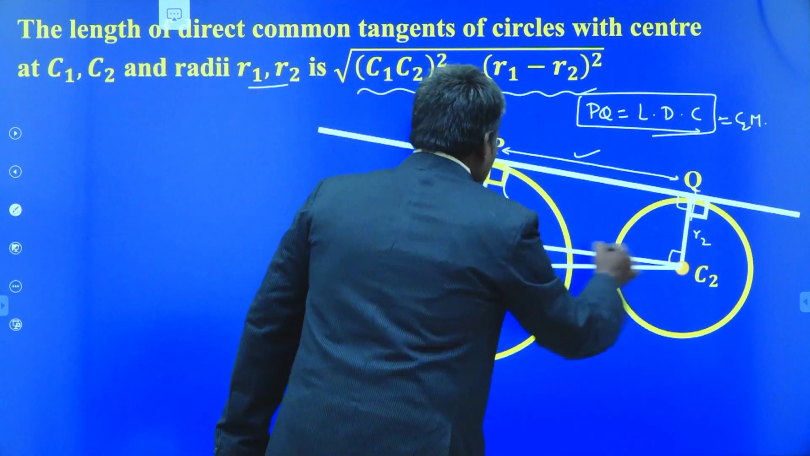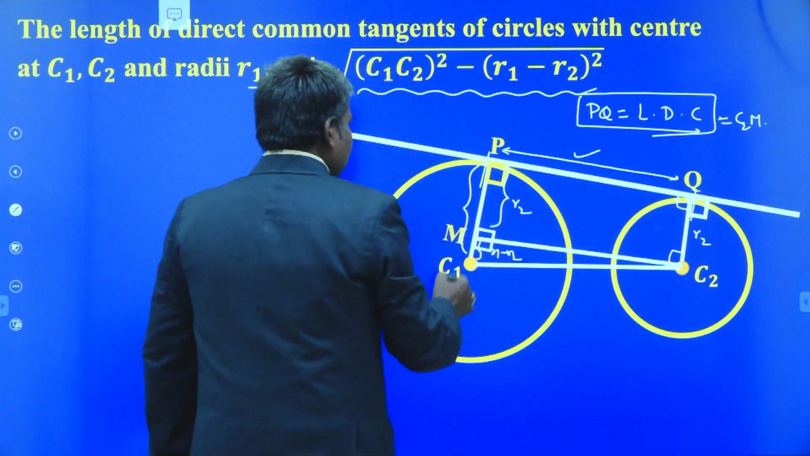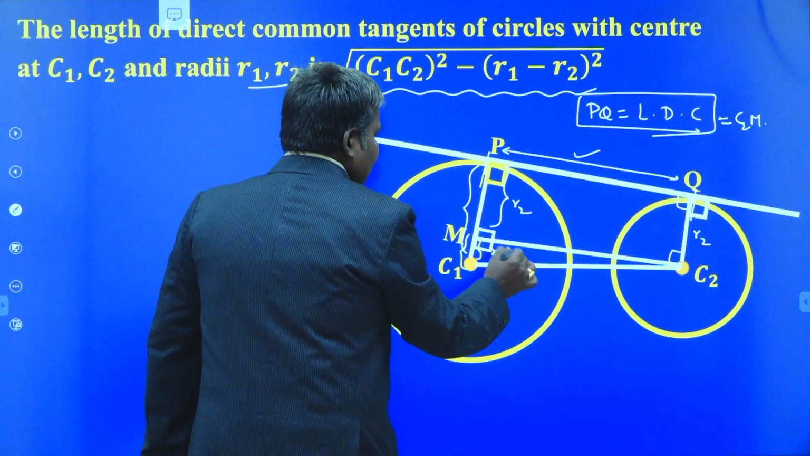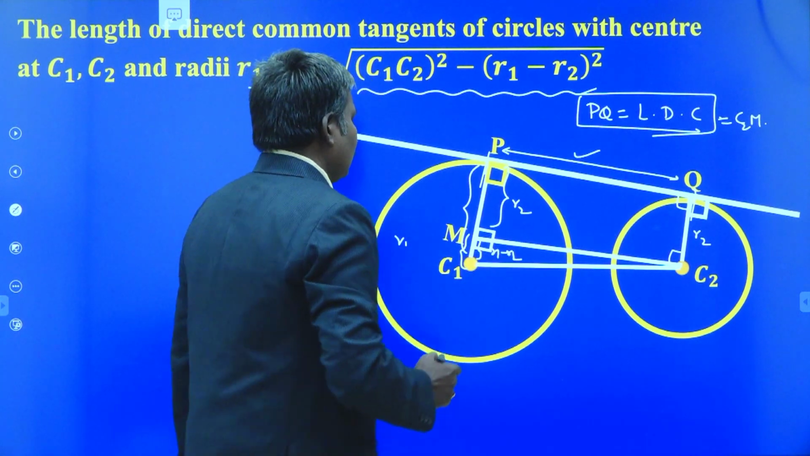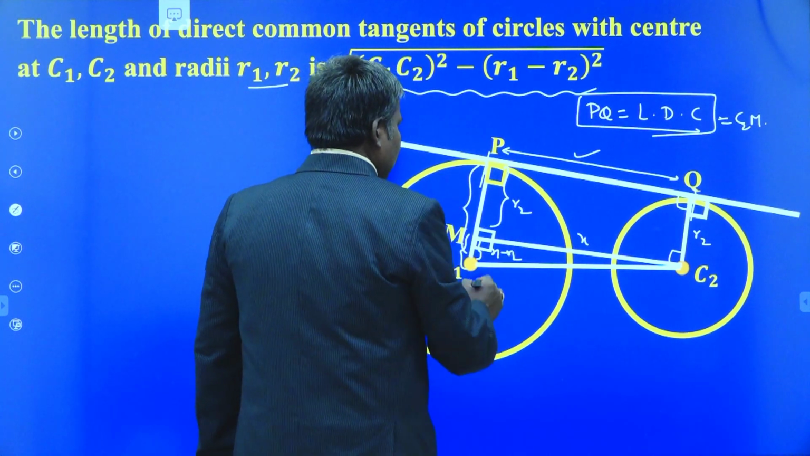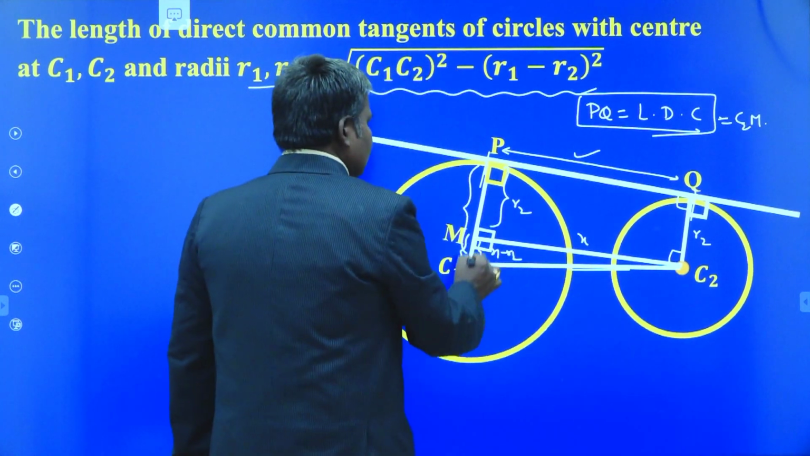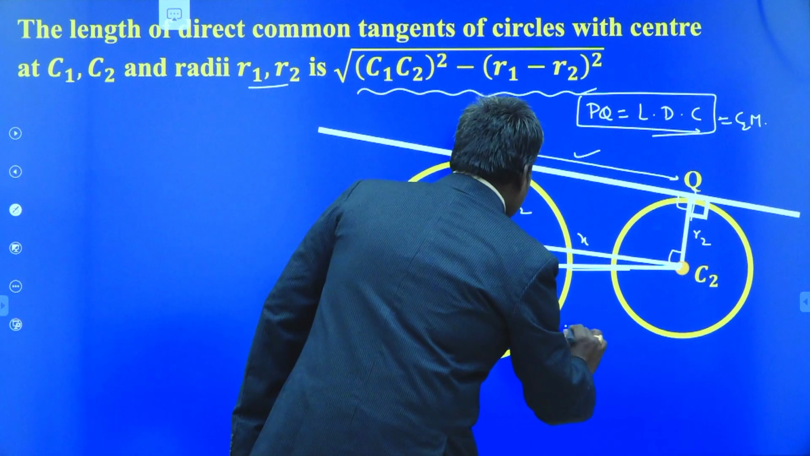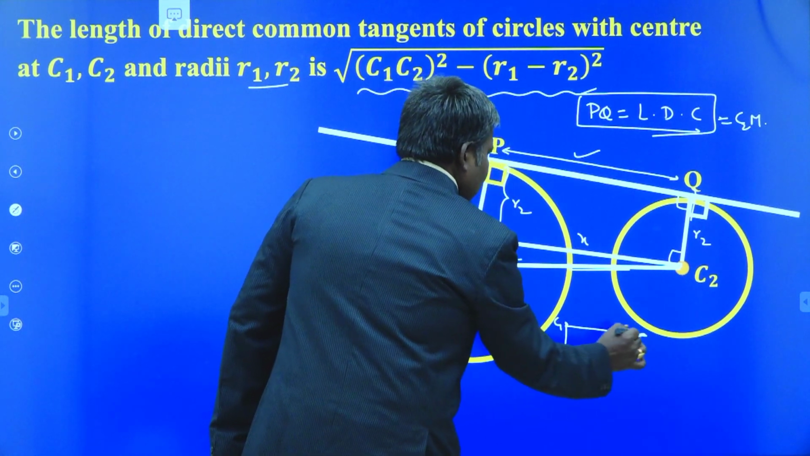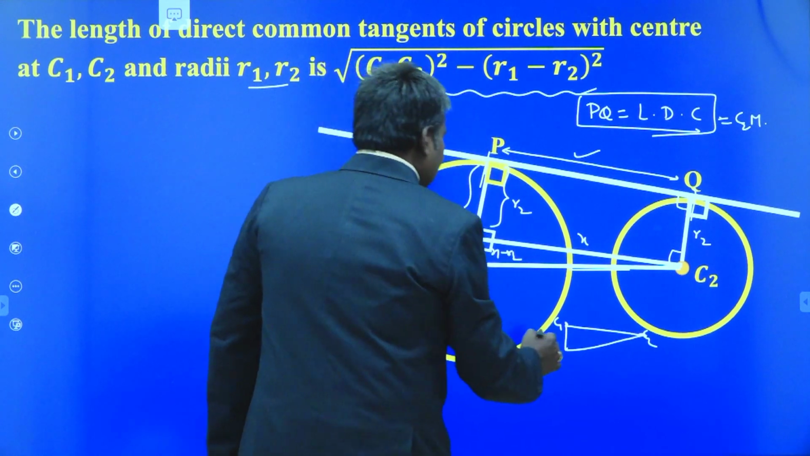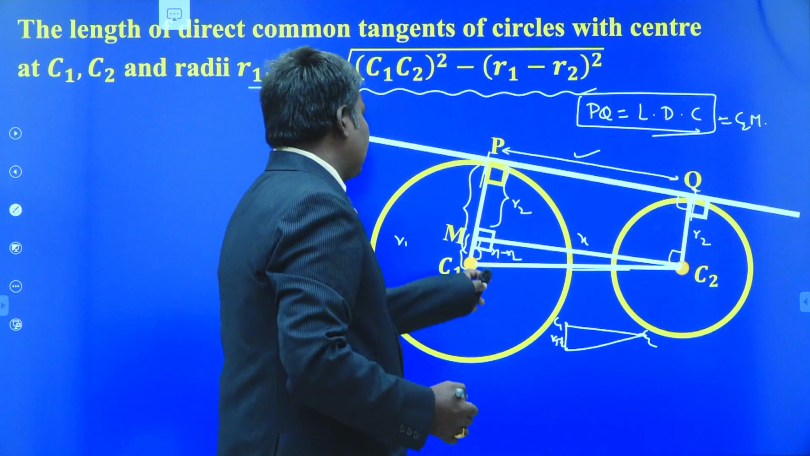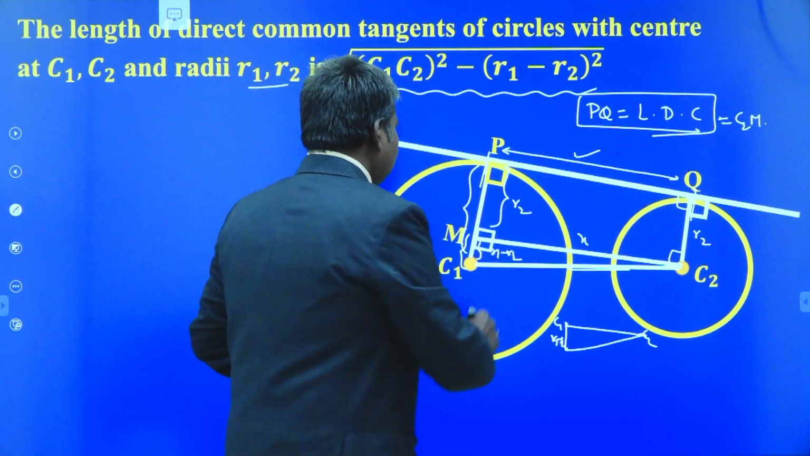So this is R2, automatically this becomes R2. So the entire distance from here to here is R1. So the distance from here to here is R1 minus R2. You have to find this distance, say X. X is equal to PQ, say. This is the distance from C1 to C2. From this right angle triangle, this is C1, this is C2, and this is R1 minus R2. Can you find the distance from here to here or not?